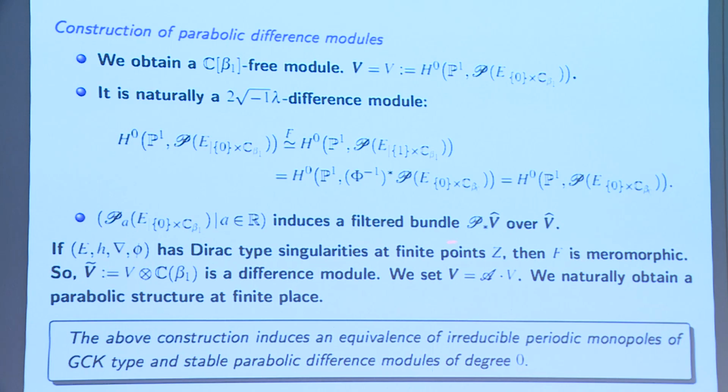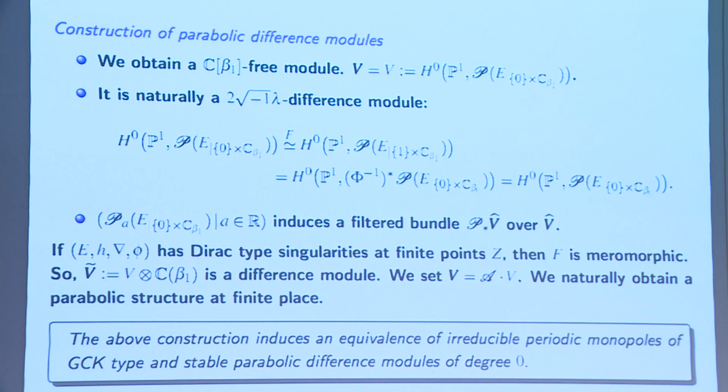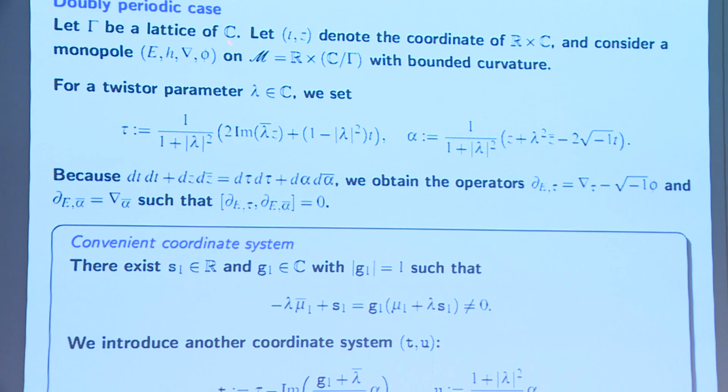So I explained that if the monopole has Dirac type singularity, then the parabolic structure at the finite place naturally appears. So in this way, we obtain a parabolic difference module on C star. And actually, this construction induces an equivalence of irreducible periodic monopoles and parabolic difference modules of degree zero. And in the doubly periodic case, the construction is a little more complicated.